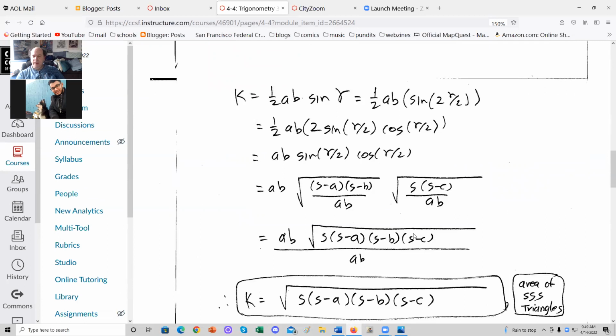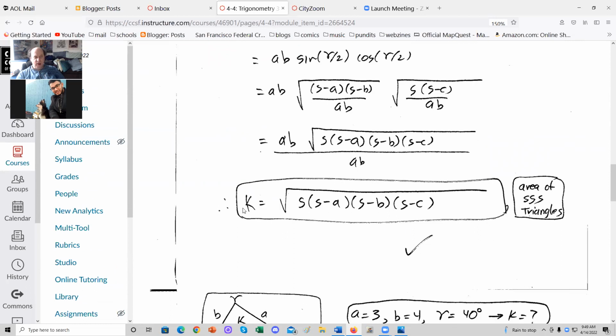And then we can combine the roots. Root AB times root AB is just AB. So AB root S times S minus A times S minus B times S minus C over AB. AB cancels, and we're left with K, the area of the triangle, is the root of the quantity S times S minus A times S minus B times S minus C.